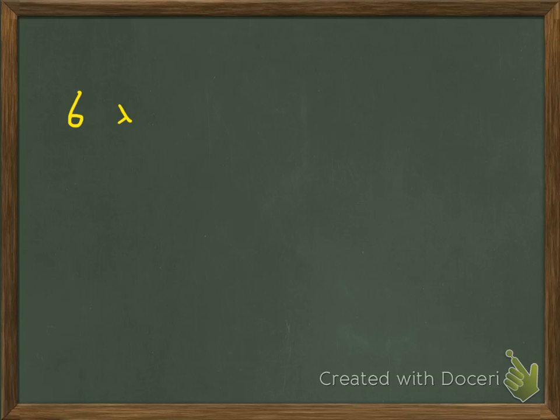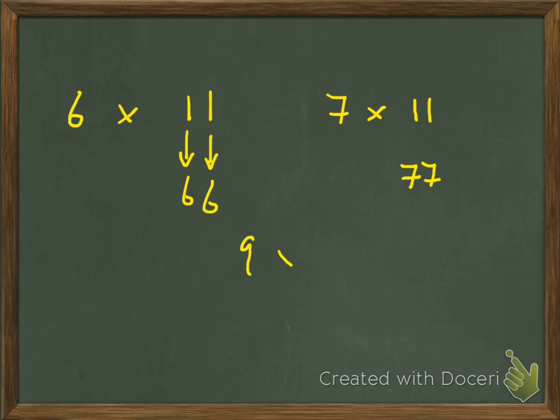it's quite easy. If you've got 6 times 11, well, you just do 1 times 6, another 1 times 6, and it's 66. 7 times 11 just becomes 77. 9 times 11 just becomes 99. There's a bit of a pattern there, but that's not the trick. Now you might even know what 11 times 11 is. I'm sort of hoping you do, because that's 11 squared, which is 121. And this is the first clue as to what we're going to do.